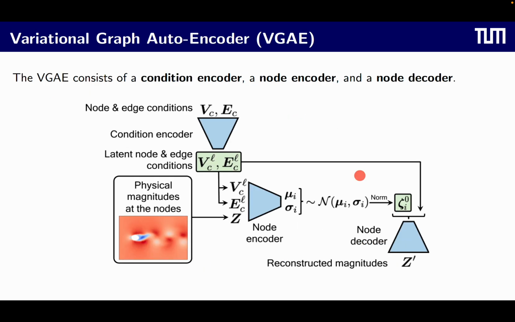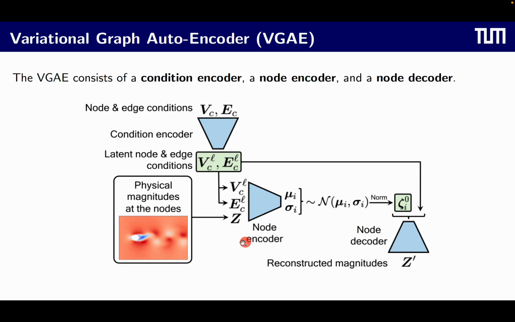Our BAE has three building blocks. First, we have the condition encoder, which takes the conditioning features for the nodes and the edges, like Reynolds number, relative positions between nodes. And with this, we generate compressed encodings of this for the nodes and edges on each of the lower resolution graphs. These conditionings will be used by the node encoder, the node decoder, and also later by the diffusion graphnet.